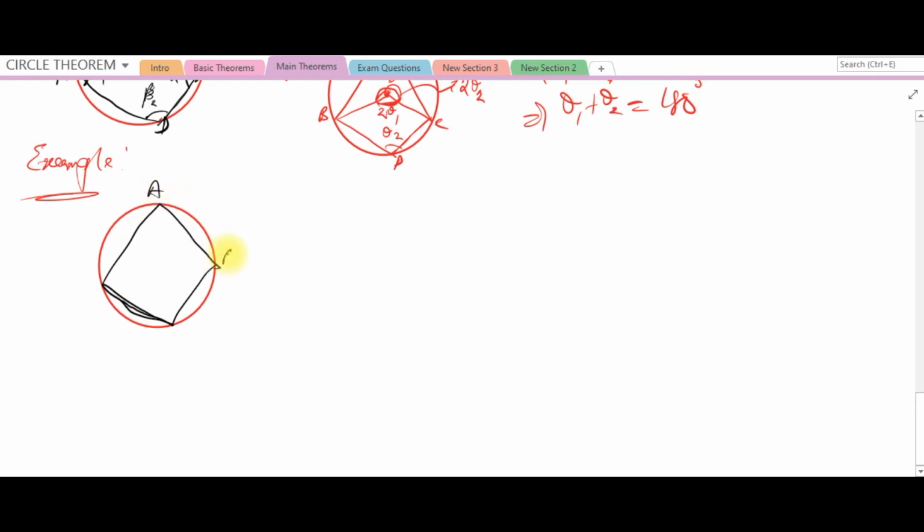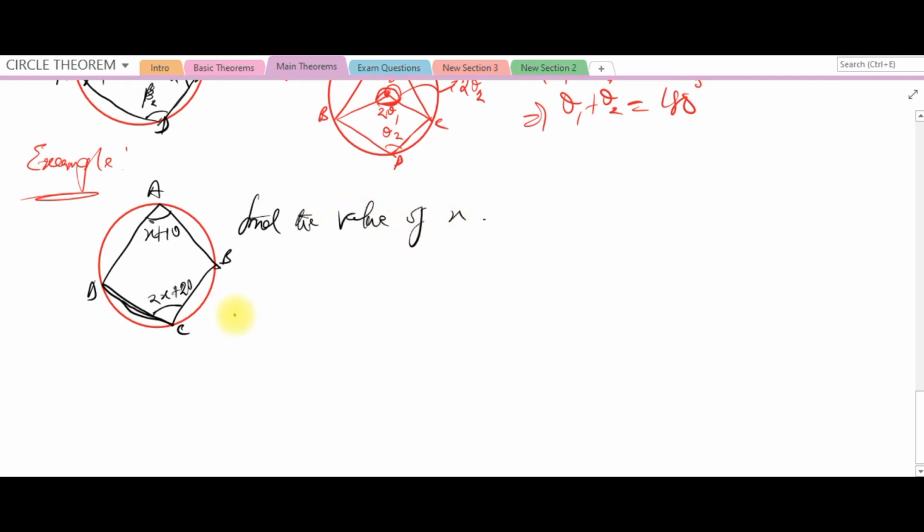So let's take a circle with the quadrilateral ABCD inscribed in it. If one angle here is x plus 10, and the opposite angle here is 2x plus 20, we are asked to find the value of x.